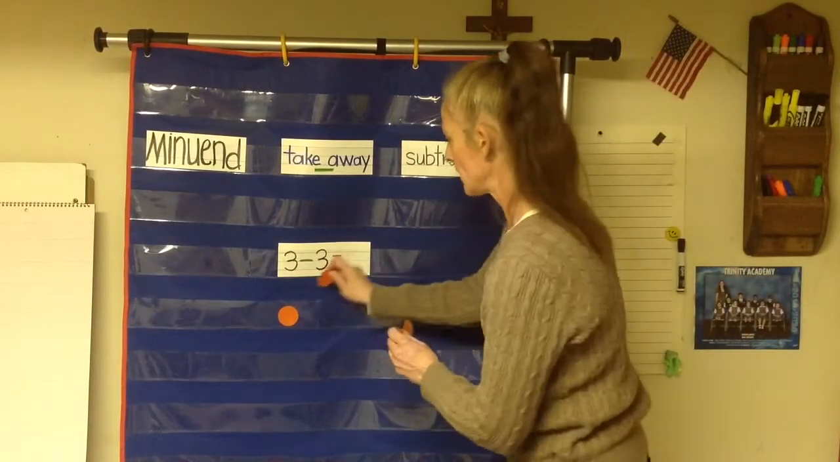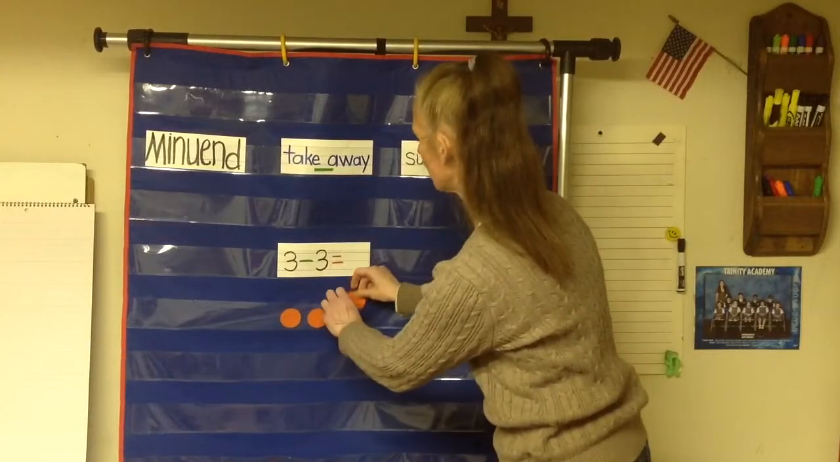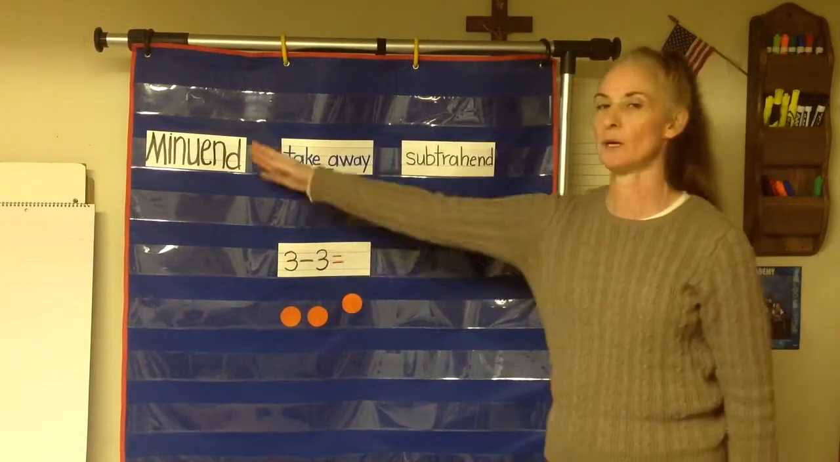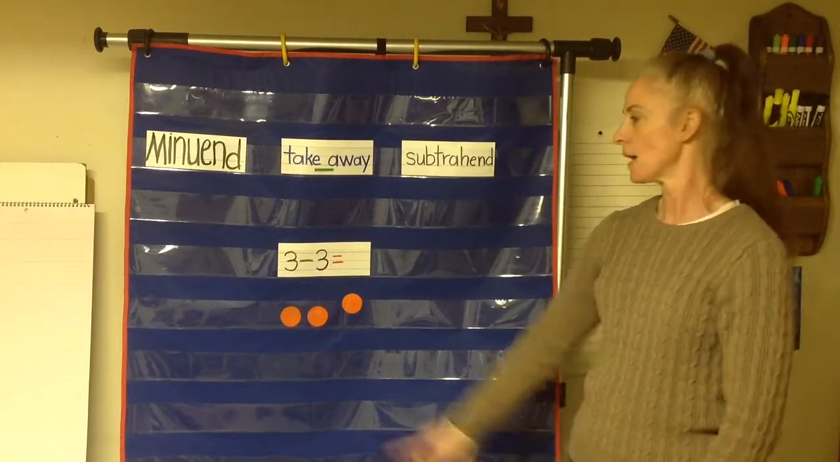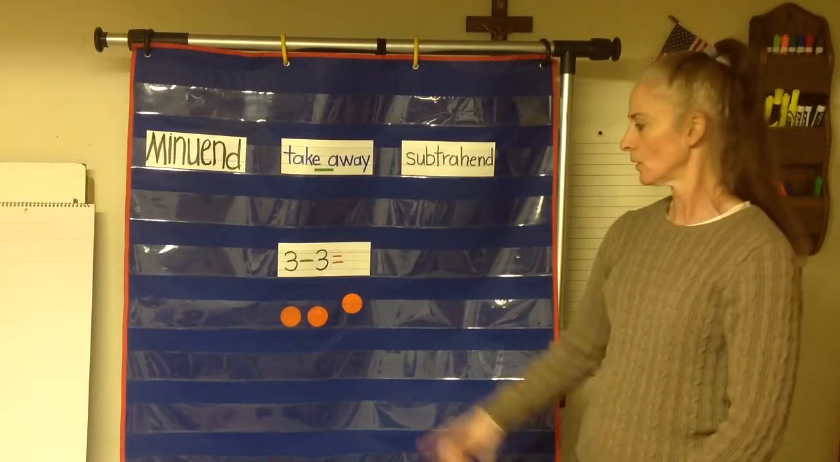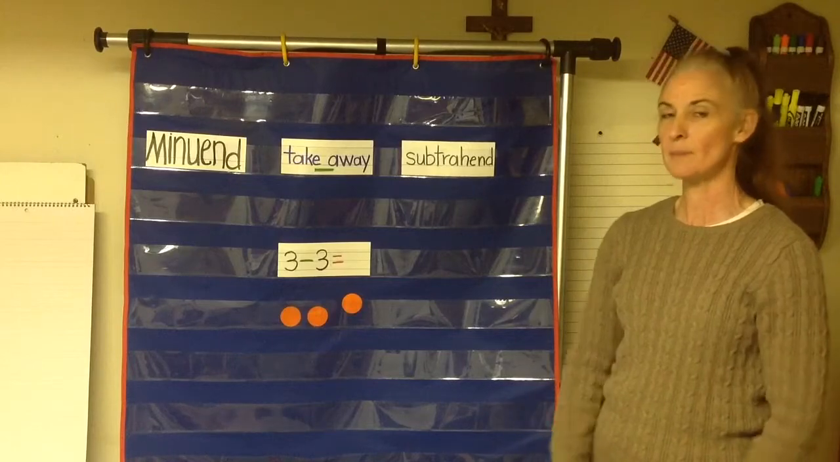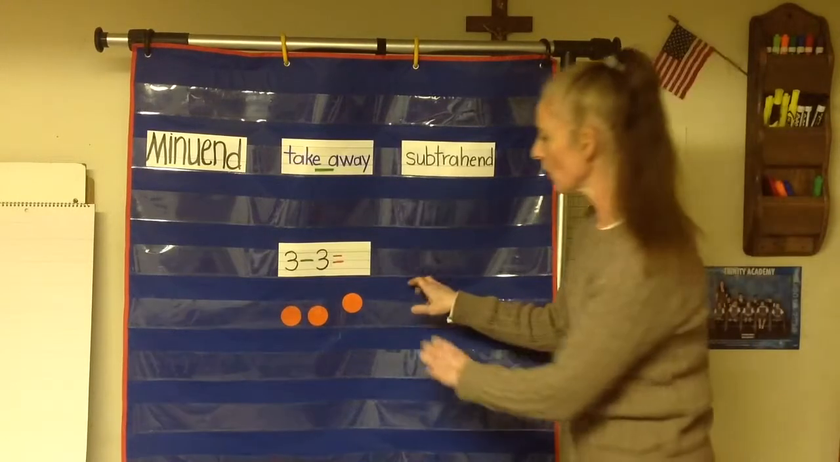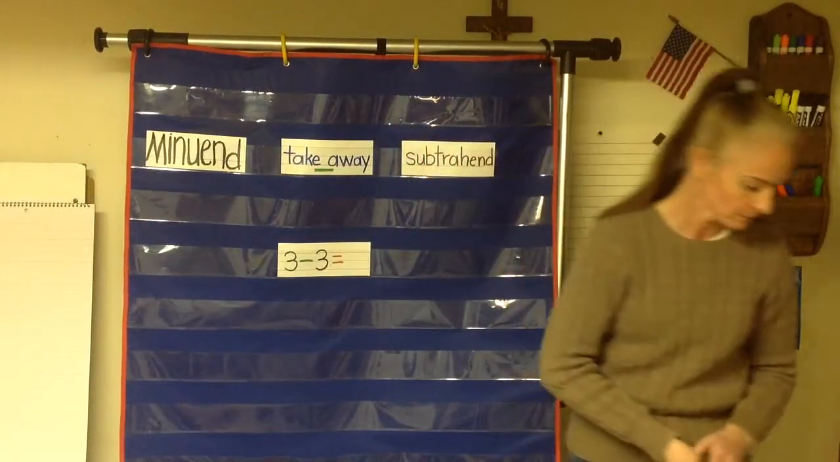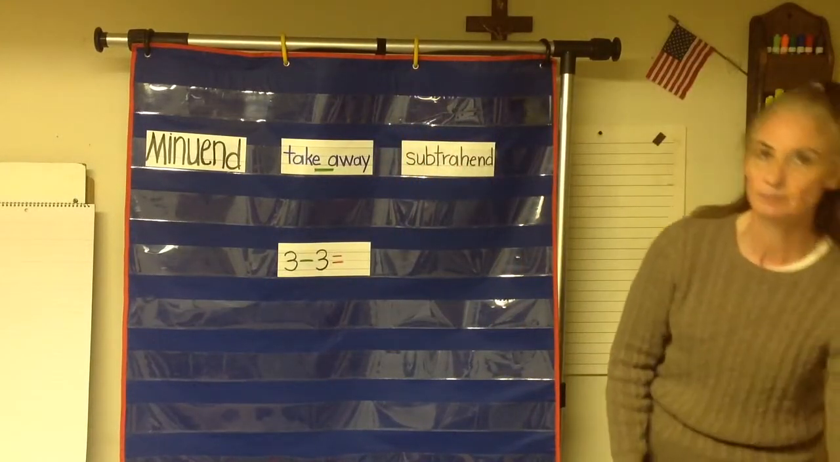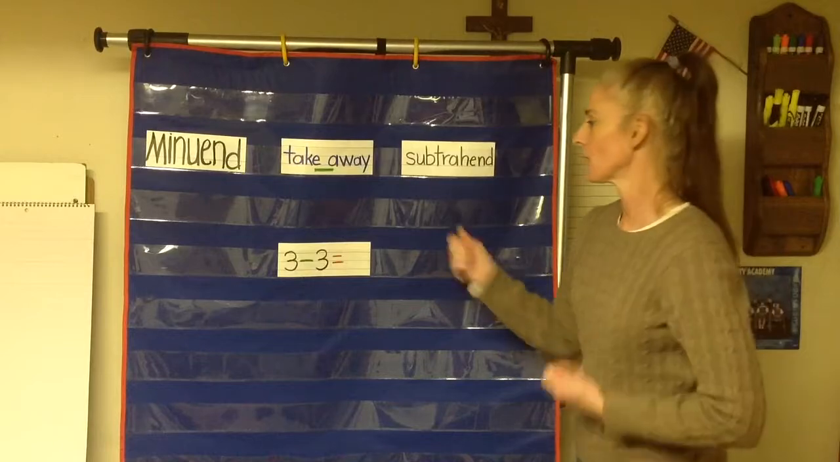1, 2, 3. Okay, so our minuend that we're starting with is 3. We're going to take away minus 3. So what does that mean? Yes, we're going to take them all away. How many do we have left? 0.